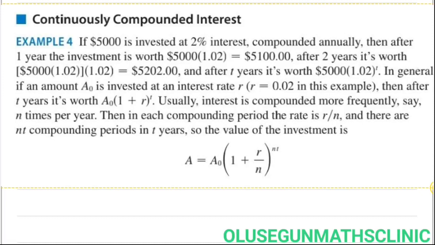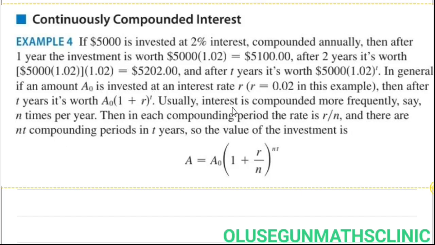$5,200. After t years, it's worth $5,000 times 1.02 raised to power t. In general, if an amount A naught is invested at interest rate R, 0.02 in this example, then after t years, it will be A naught times (1 plus R) raised to power t.